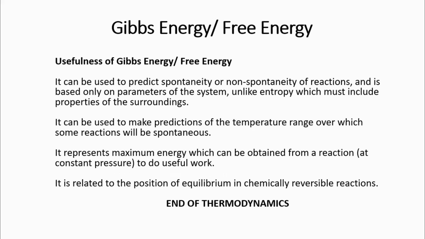Now, the usefulness of Gibbs free energy change, as we discussed some time ago, is that it allows us to predict spontaneity, and we don't need to calculate the change in the entropy of the surroundings and combine that with the change in entropy of the system. It is quite convenient to use Gibbs free energy change then. It is also related to the equilibrium, so it gives us an idea of the position of equilibrium in a chemically reversible system. And it also gives you an idea of the maximum energy which can be obtained from a reaction.